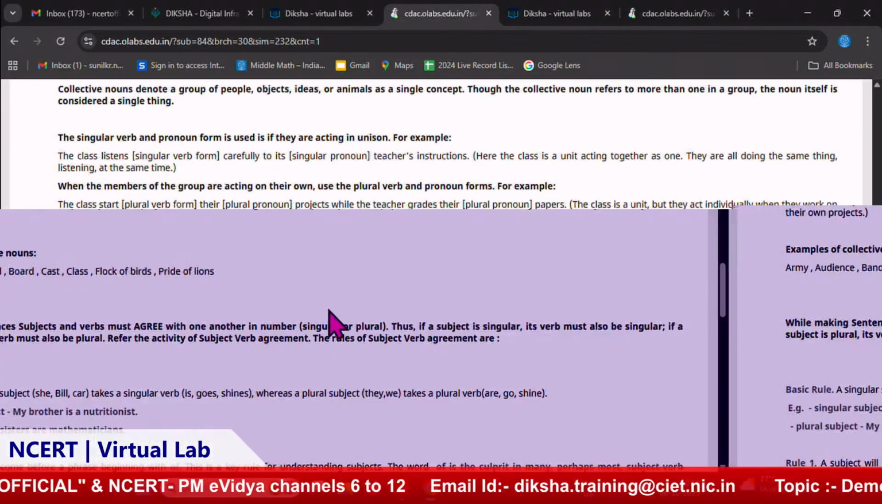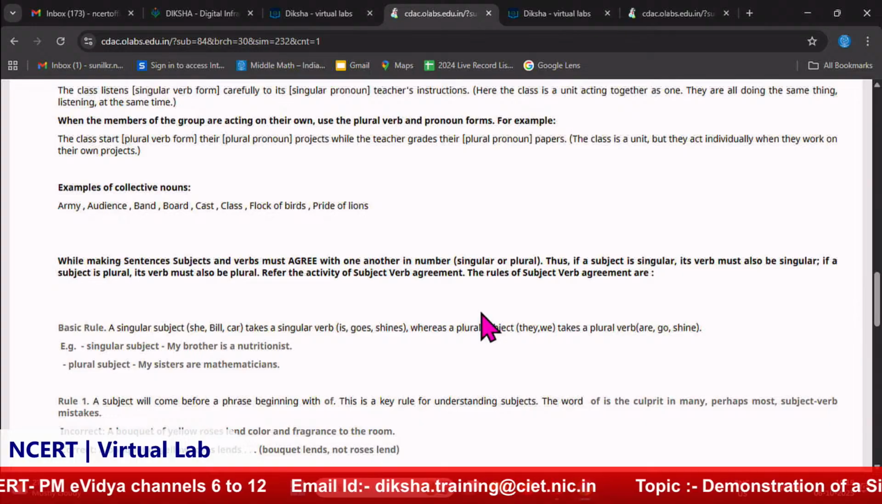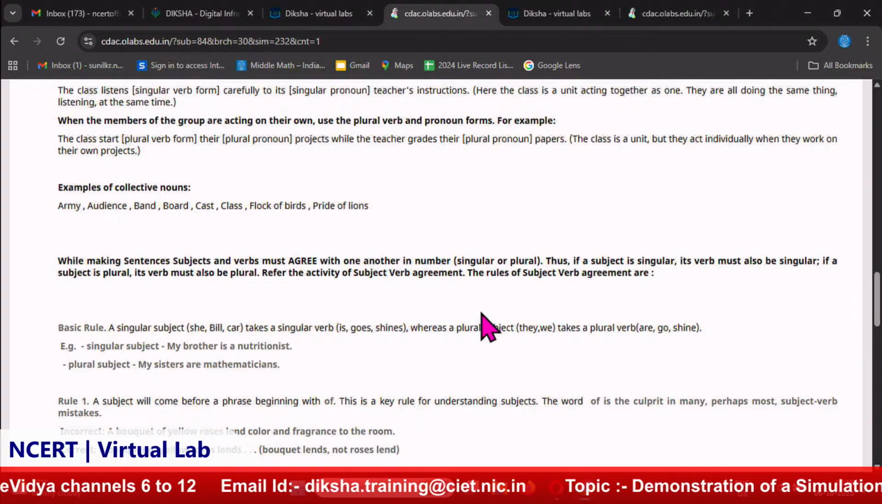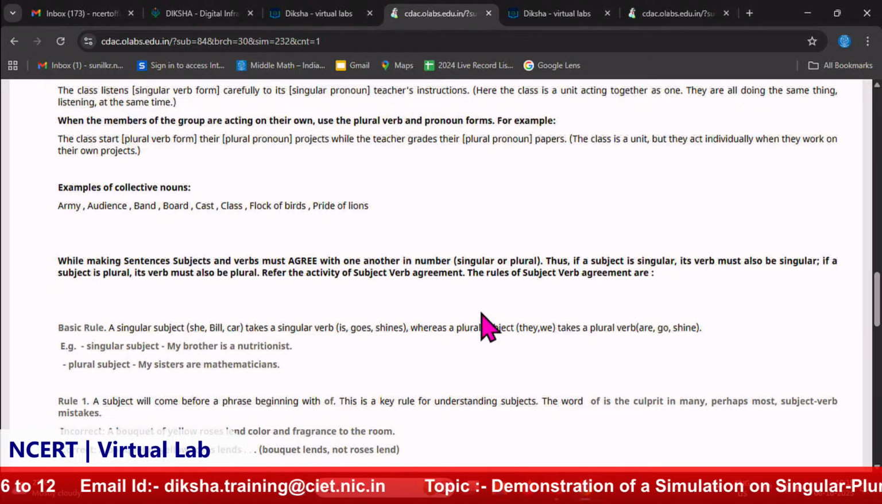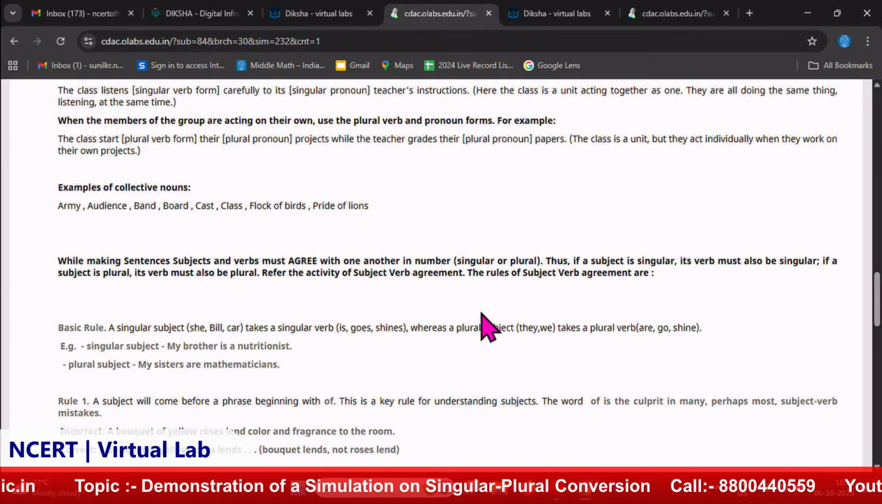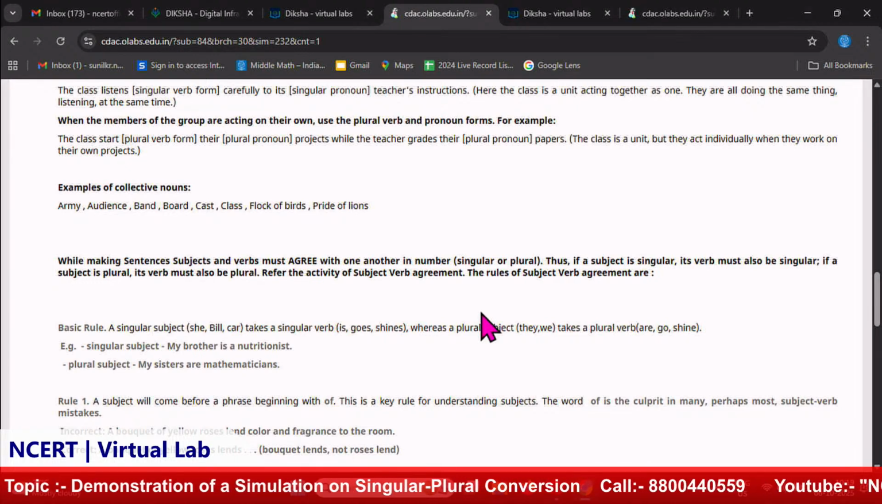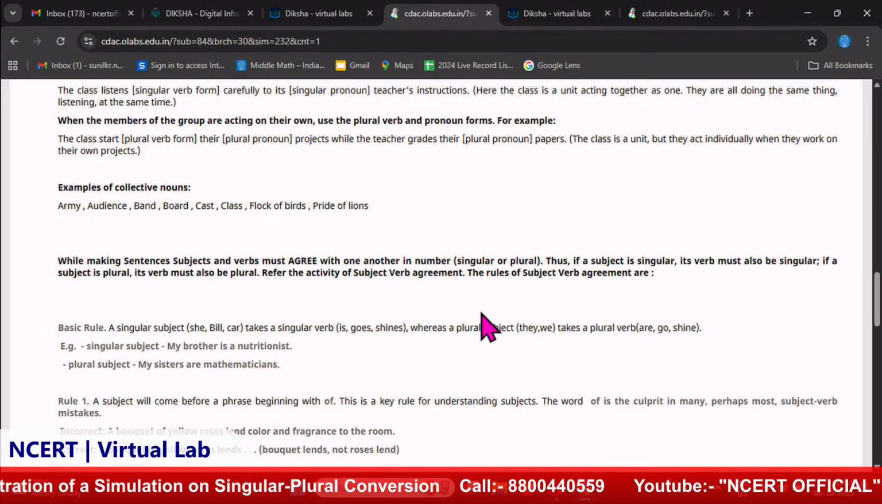So the examples of collective nouns given over here are army, audience, band, board, caste, class, flock of birds, pride of lions. So this is an exercise for you to find out different collective nouns for different animals, which is very interesting. Like you can see over here, flock of birds, pride of lions, parliament of owls, and so on.